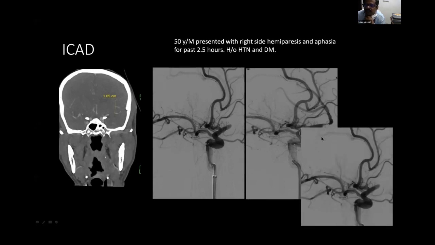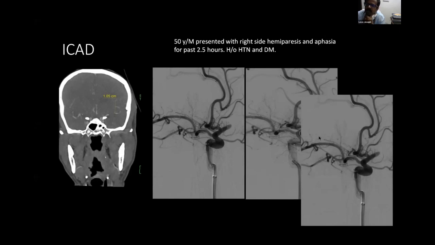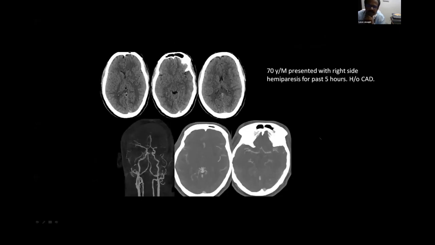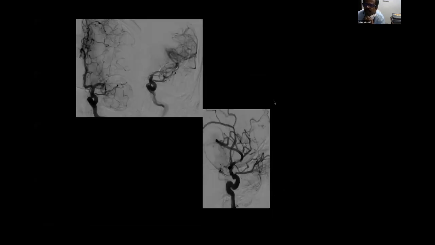This closed in no time. In another 5 minutes, it closed. Similar case, an elderly man presented with right side hemiparesis. We are seeing the M1 cutoff in the CT angiogram. These axial source images gave the suspicion of ICAD. We went ahead, did the recanalization, only to see it progressively occlude in another 5 to 10 minutes.